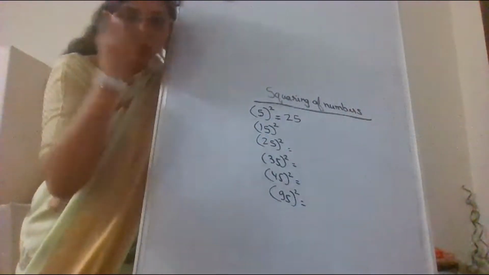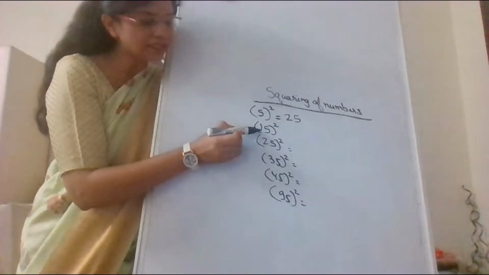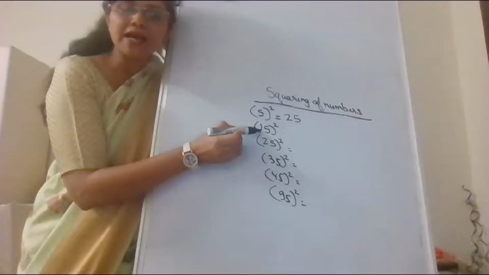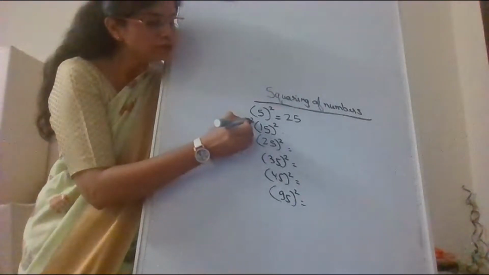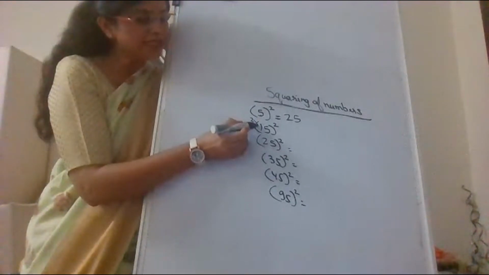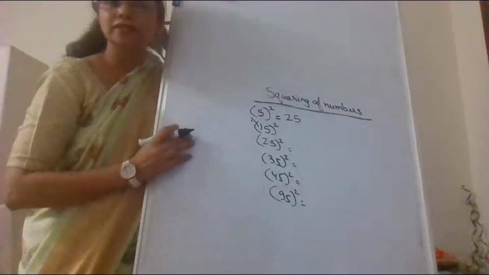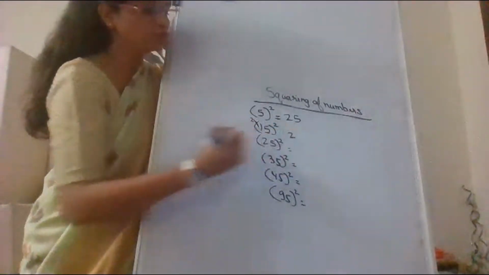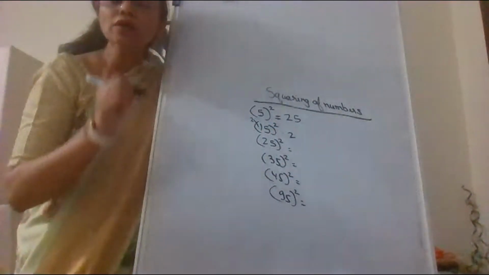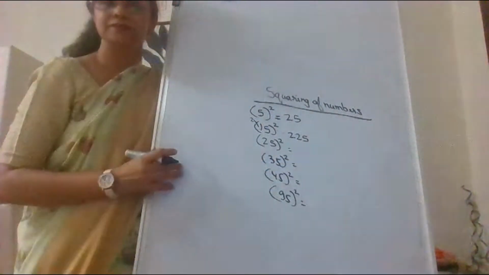Just watch carefully what I'm doing. This is number 1. What number is written here? 1. And what's the bada bhai, the next bigger number, of 1? 2. Just multiply these two numbers. 2 times 1, that is 2. And your answer always ends with 25. So your answer is 225.